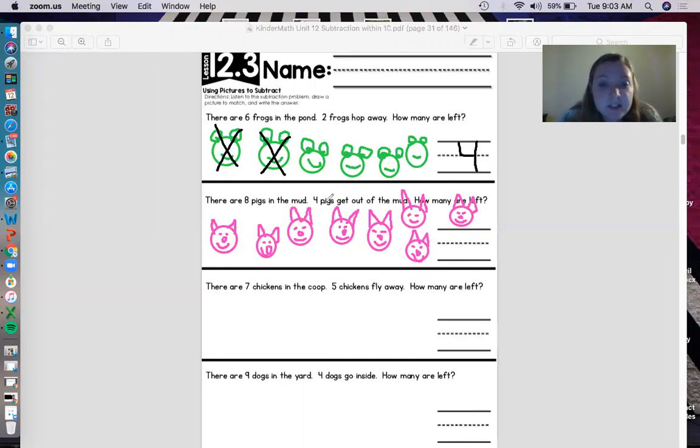So what they want us to do is show 4 pigs getting out of the mud. So with my pencil, how many pigs am I going to cross out? I'm going to cross out 4. 1, 2, 3, 4. All right, so how many pigs do I have left in the mud? Let's see. 1, 2, 3, 4. Okay, so we know that 8 take away 4 is 4.